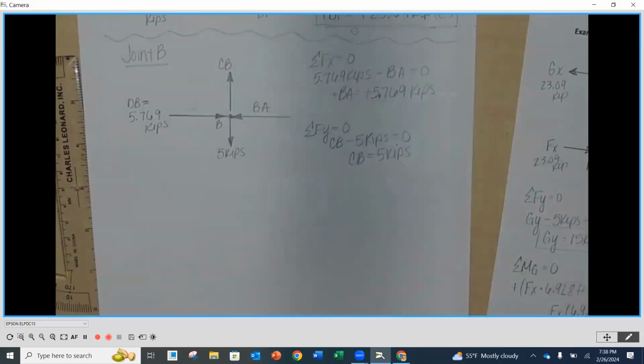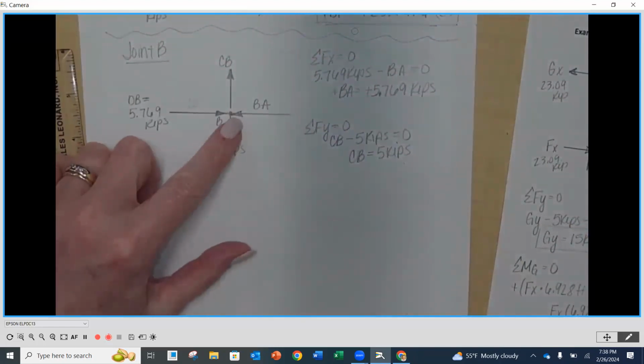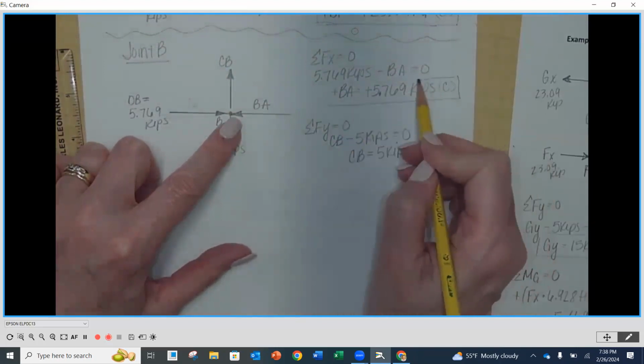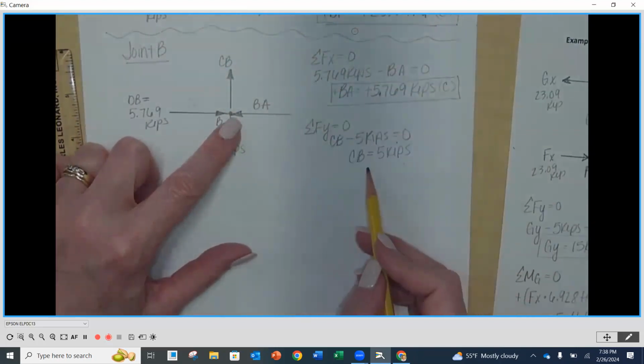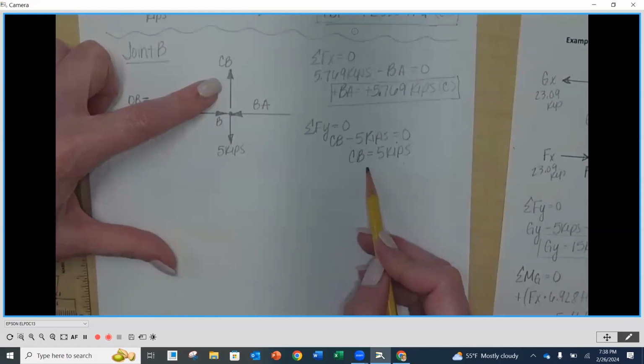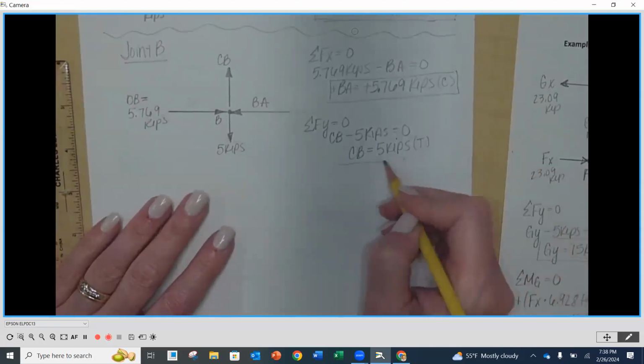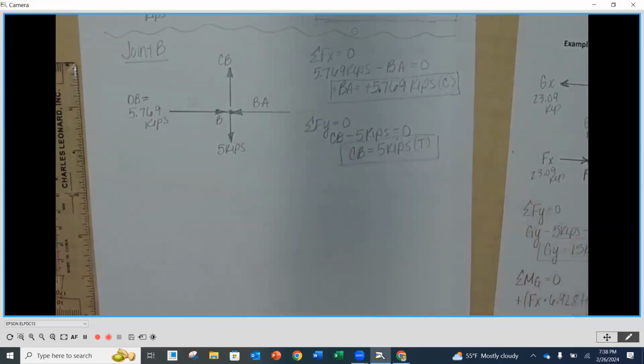So you should get BA or AB, however you want to call it, 5.769. It's pointing towards, so it's going to be in compression. So make sure you include that in your answer. And CB is pulling away, and it's going to be 5 kips. So that one's in tension. Right. Moving right along. Any questions?